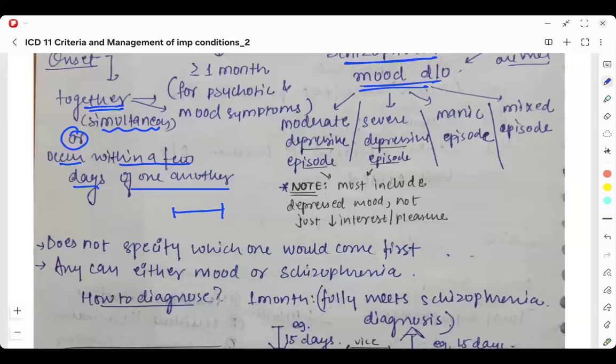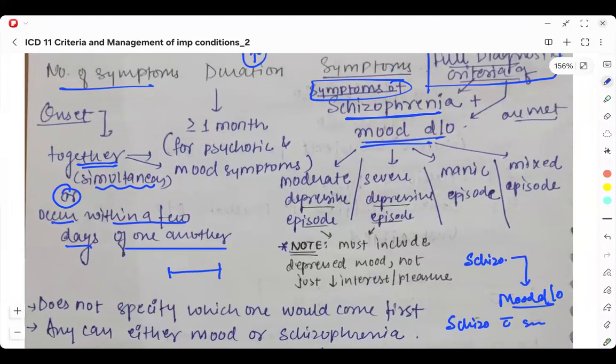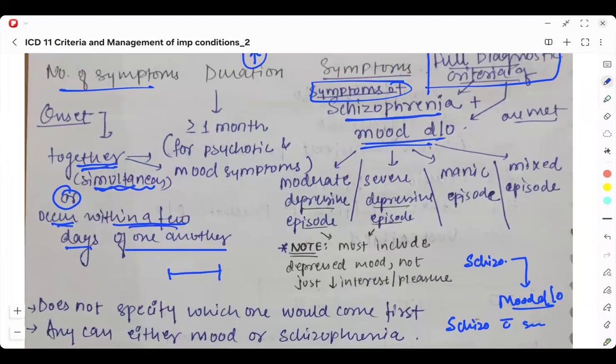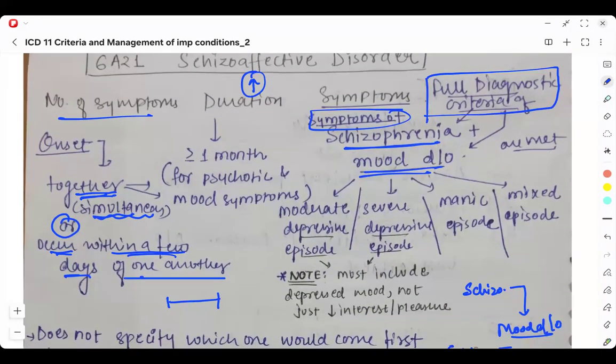So let's say a patient presented to you with schizophrenia, and then after a few months, they also developed a mood disorder. That is not when you call it schizoaffective. This will be schizophrenia with comorbid mood disorder, whether it is a single episode depressive disorder or bipolar disorder. So this is important: together, simultaneously, or occurring within a few days of one another. Now, when we talk about mood disorders, we can have a moderate depressive episode, a severe depressive episode, a manic episode, and or mixed episodes. We'll look into how we classify these and what symptom clusters come under these episodes later in the mood disorder part.